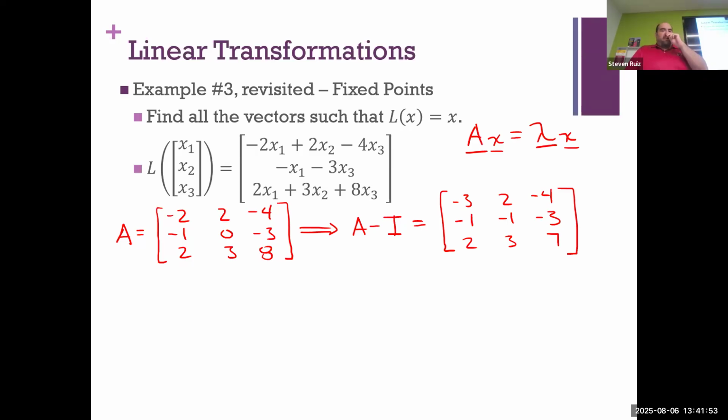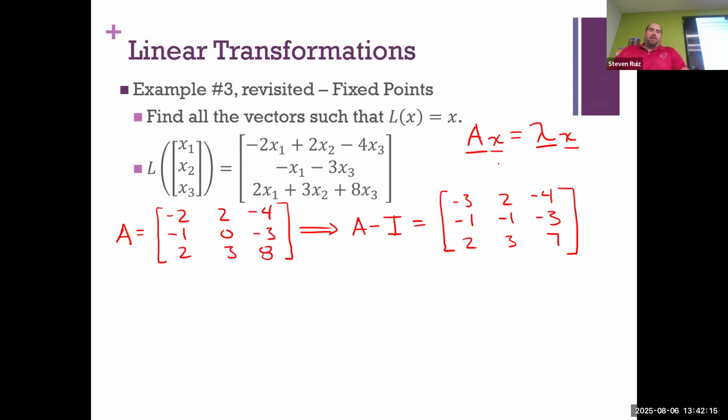We're not looking to preserve direction. Well, we are, but we're looking for something a lot stronger than that. We're looking to preserve direction and magnitude. So I don't even want to scale my vectors. I want to keep them just as they are. And that requires the value of lambda we're looking at to be 1.